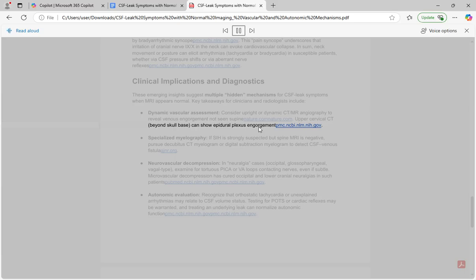Specialized myelography. If SIH is strongly suspected but spine MRI is negative, pursue decubitus CT myelogram or digital subtraction myelogram to detect CSF-venous fistula. Neurovascular compression: in neuralgia cases, occipital, glossopharyngeal, vagal type, examine for tortuous PICA or VA loops contacting nerves, even if subtle. Microvascular decompression has cured occipital and lower cranial neuralgias in such patients.